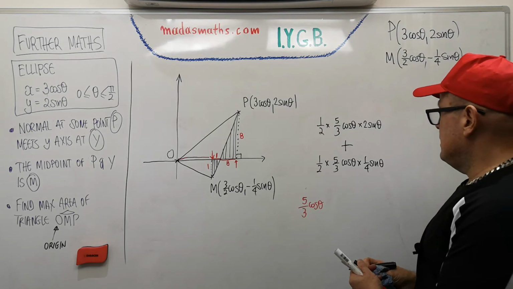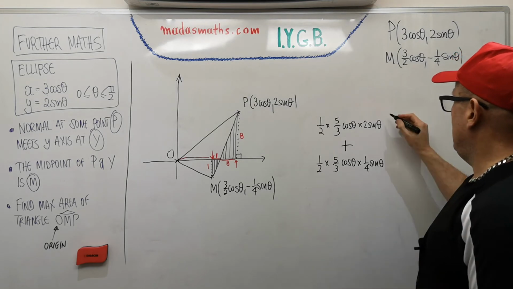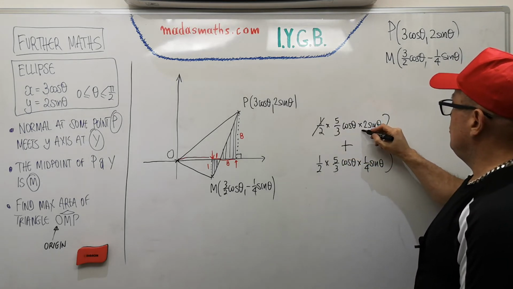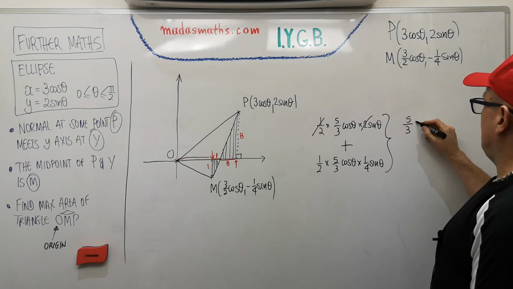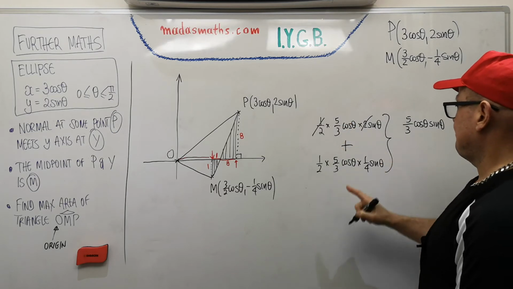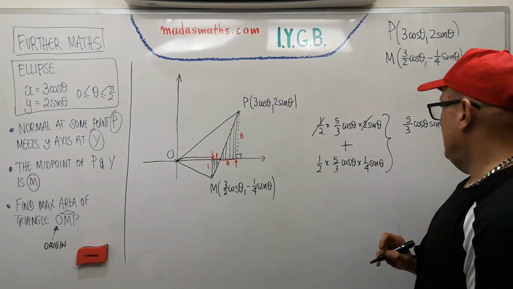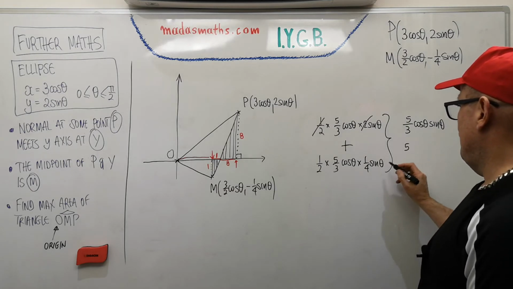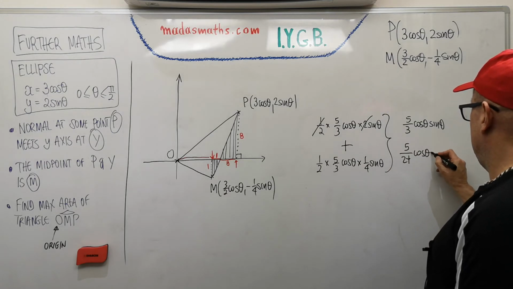And let's see what is the final answer for this. When we add them together, the 2 and the 2 will cancel there, so that's going to give me 5/3 cos theta sine theta. And from this one, anything cancels there. The answer is annoyingly no. 5 over 24 cos theta sine theta.